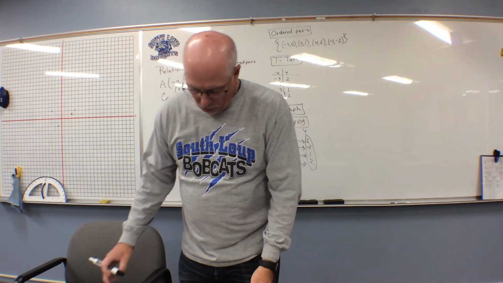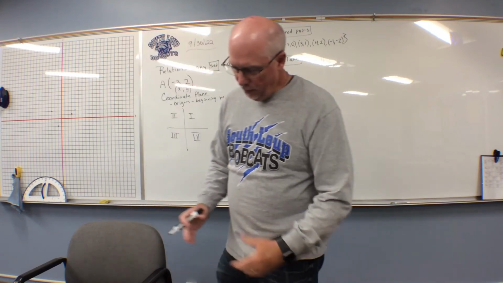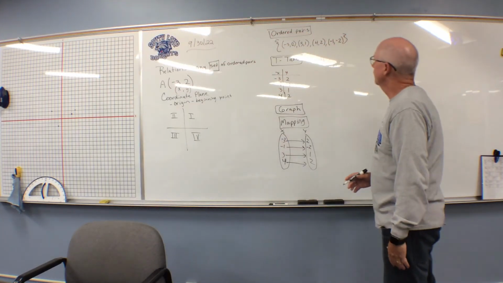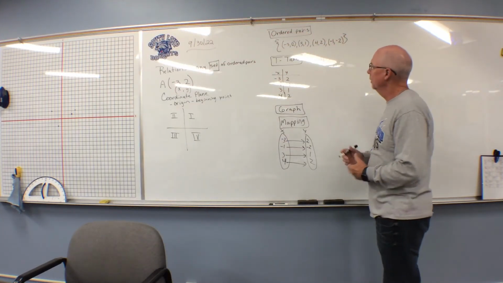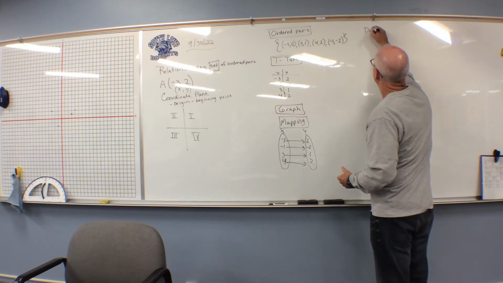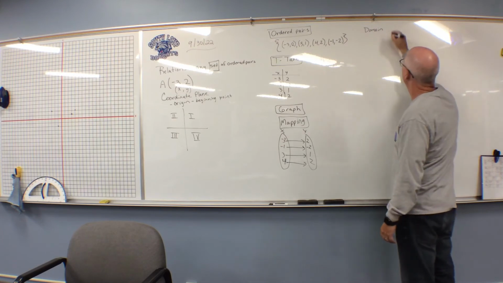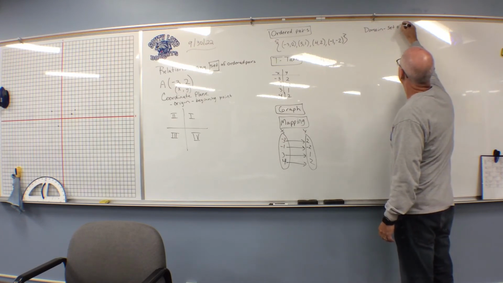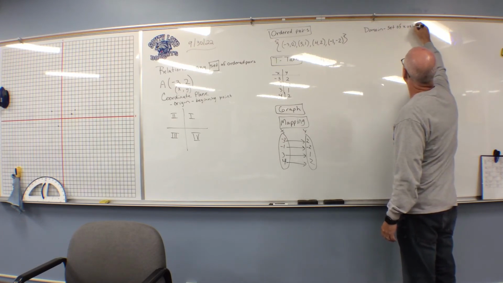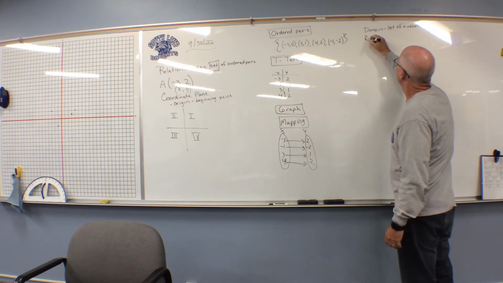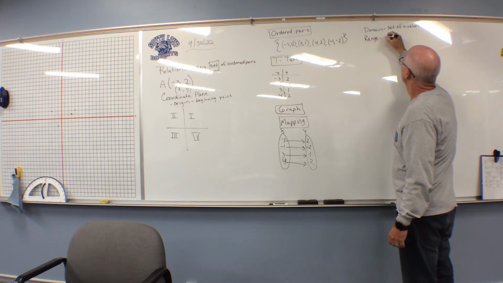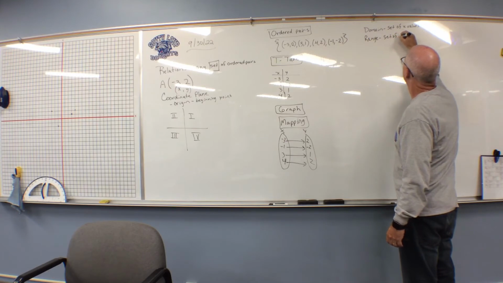Okay, so in a relation, we have 2 sets of numbers that are important to us. We have what we call the domain, D-O-M-A-I-N, the domain, and this is the set of x values. And then we have the range, which is the set of y values.